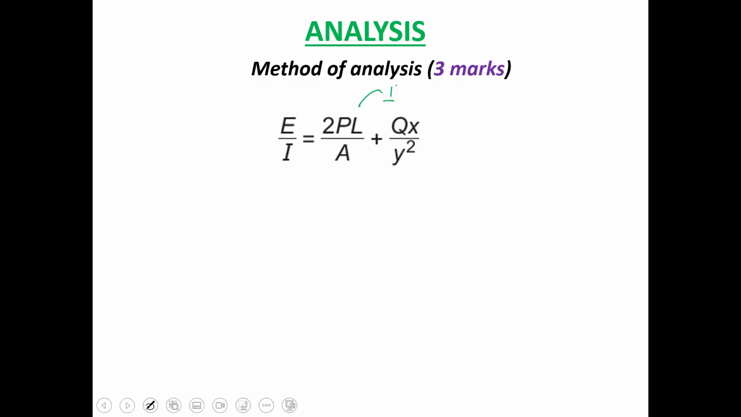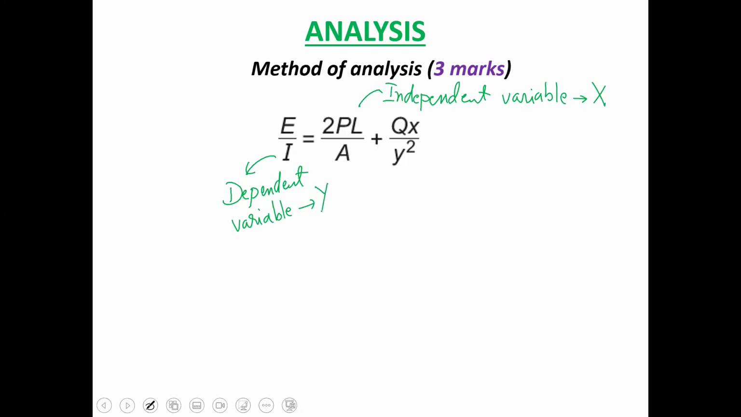So I'm going to change this component here and I will write here independent variable. Independent variable has to come over the x-axis. This is my dependent variable, and it has to come over y.